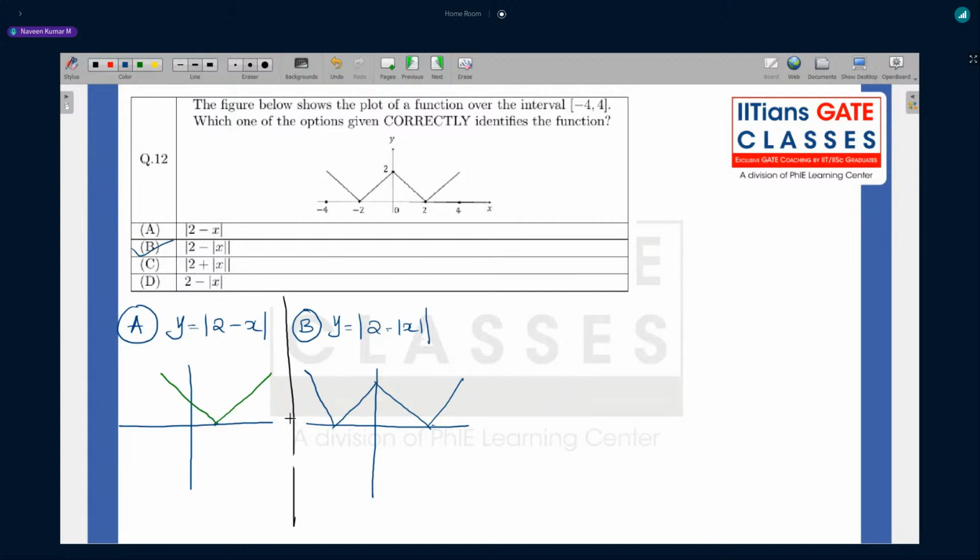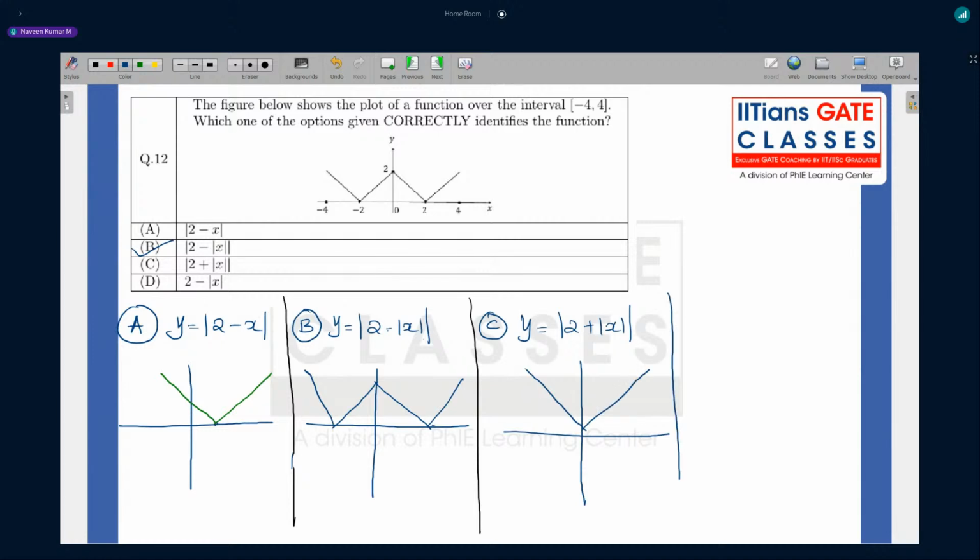But let's proceed and do the other options as well. Okay. So the other options also we will similarly make. So option number C, what is that? y is equal to 2 plus modulus x. You can try this. Just pause the video. You can try it, and I'm going to draw like this. It is going to shift upwards, but as it is not in the negative direction, there is no up and down. So this is what the option is, right?